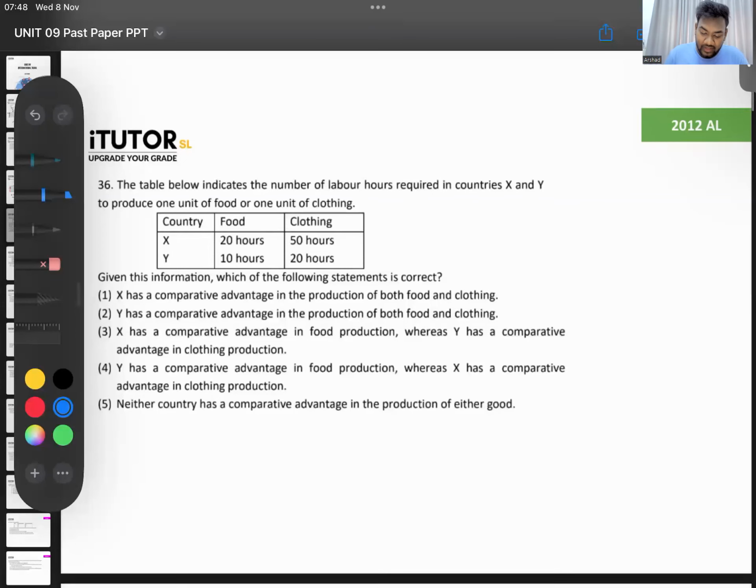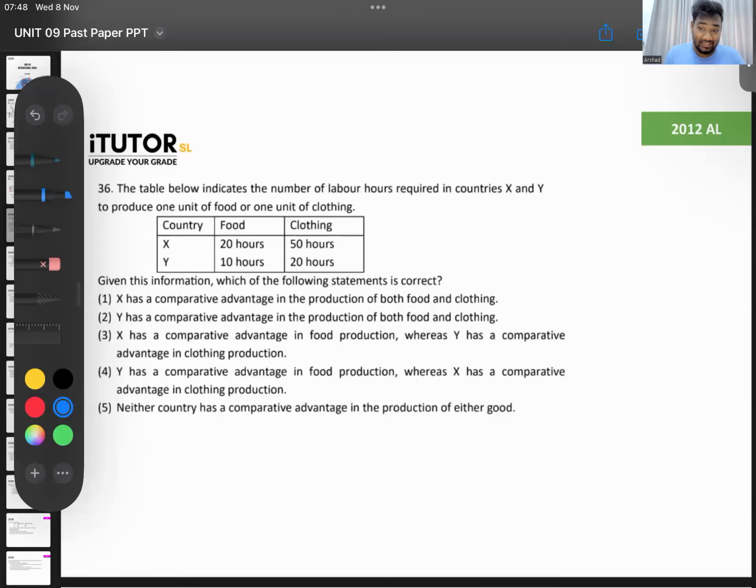Okay. Moving into the 2012 A-level paper. Looks like the same table, but not the same table like we did before. The table indicates the number of labor hours required in country X and Y to produce 1 unit of food and 1 unit of clothing.